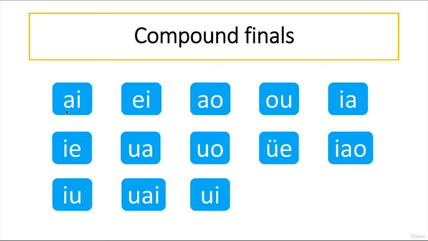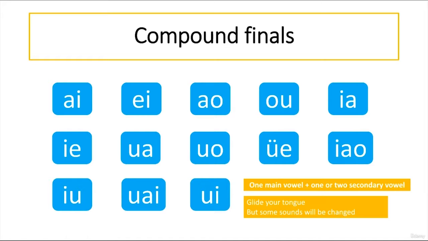Let's take a look at compound finals. In each compound final, there's one main vowel and one or two secondary vowels. Since we've learned the 6 simple finals, it will be much easier to learn the compound ones. All you have to do is to glide your tongue from one simple vowel to another. The main vowels are more stressed than the others. The secondary vowels are very soft and brief. And remember, we're using the first tone to practice these vowels. But some sounds in the compound finals will be different from the simple finals. So try to remember them as new sounds.